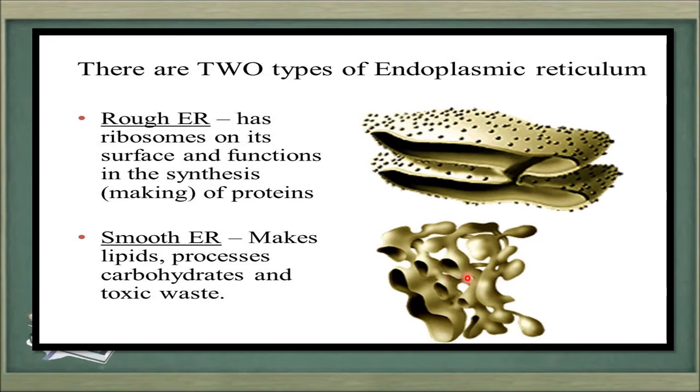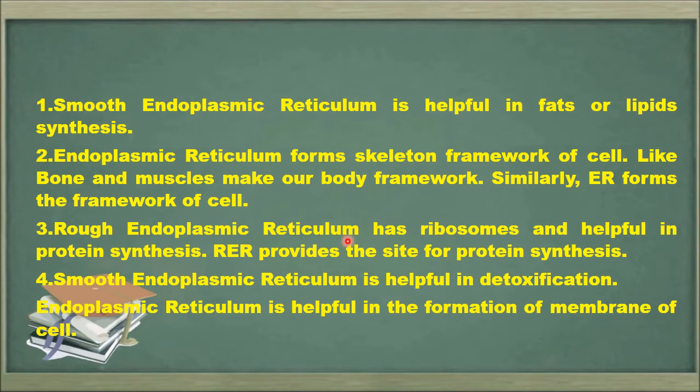As smooth endoplasmic reticulum doesn't have ribosomes, it is not going to produce proteins at all. So it makes lipids, that is fats, and processes carbohydrates. Processes means it changes the form of carbohydrates, and it also processes the toxic waste. If some toxic waste is produced in the cell, it is going to process it so that it gets changed into a non-toxic form. Next, smooth endoplasmic reticulum is helpful in fats or lipid synthesis.